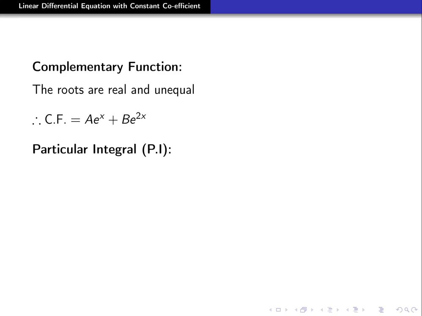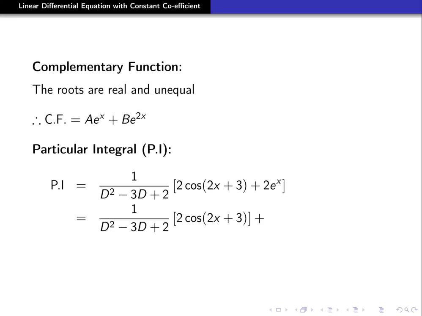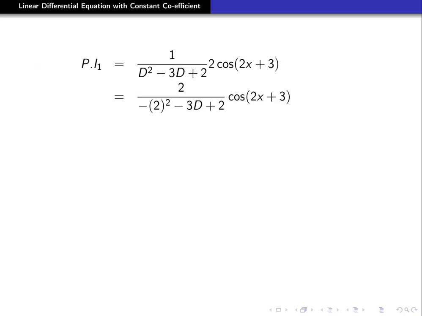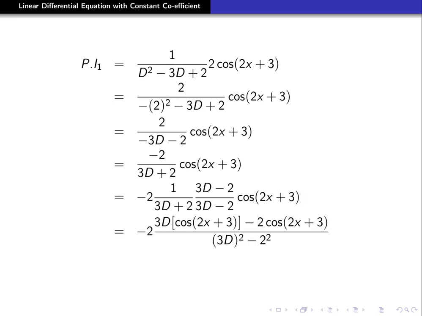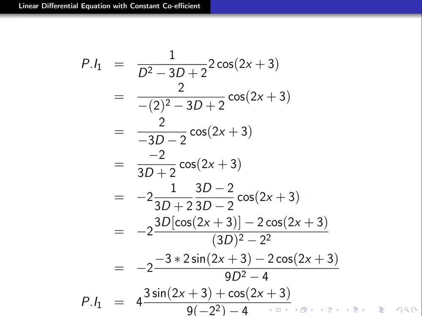So now we find the particular integral. So particular integral is equal to 1 divided by D square minus 3D plus 2 into your R of x. So we operate on the first term and then on the second term. For particular integral 1, we can write D square in terms of minus a square. So replace it, again take the conjugate and multiply it. Simplify this, and we will get the solution for particular integral 1.